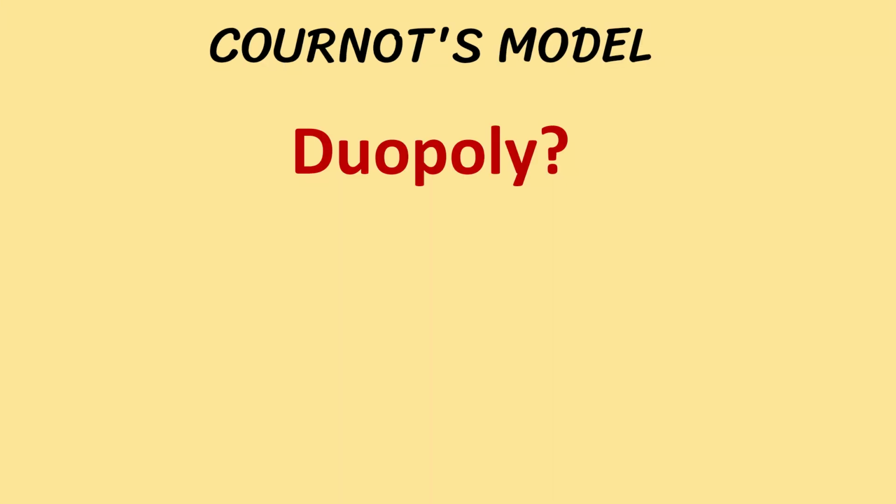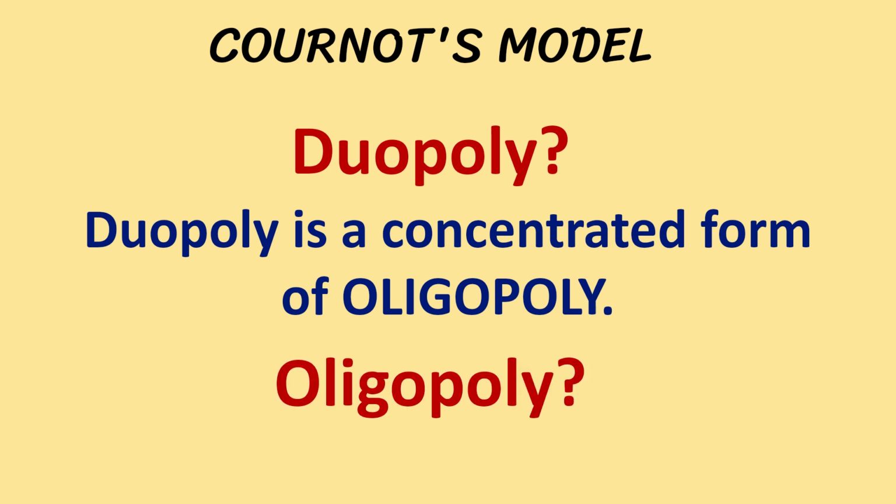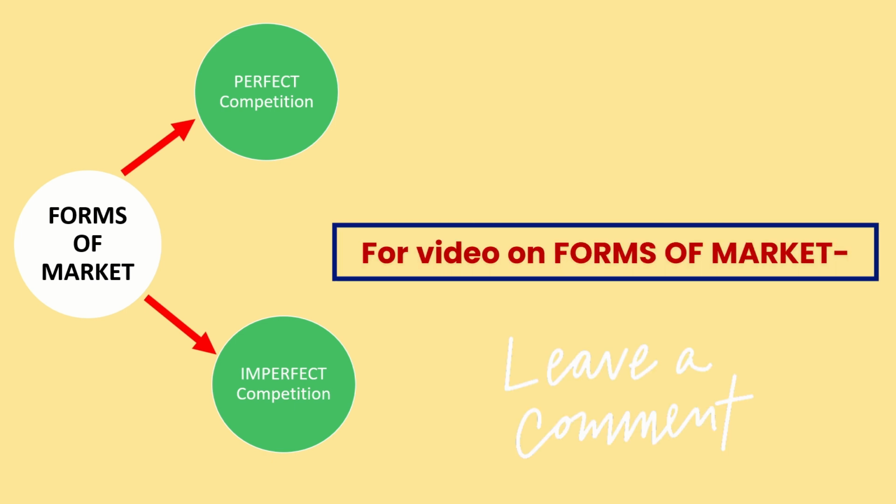Before we start with the theory, let's quickly understand what exactly a duopoly is. A duopoly is a concentrated form of oligopoly. But wait, what is an oligopoly? I won't go into the details of market types here, but just for a quick reference, we have this flowchart. If you want a detailed video on market forms, let me know in the comments.